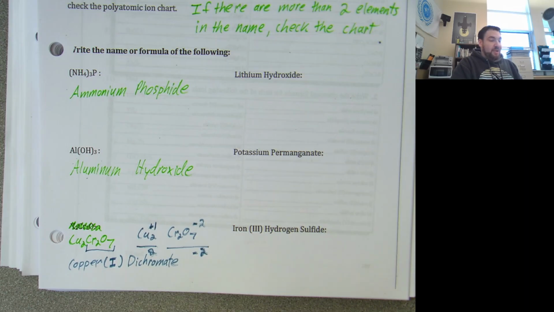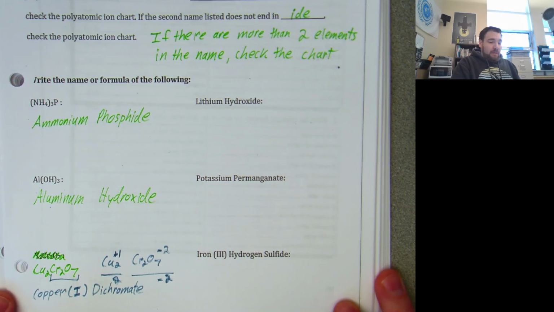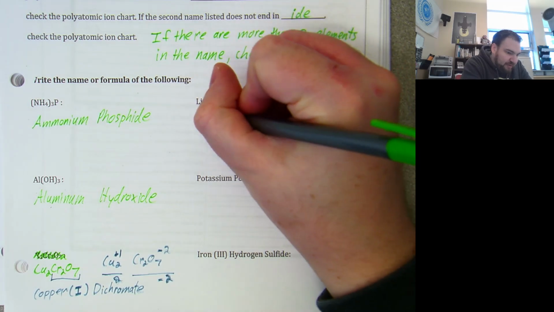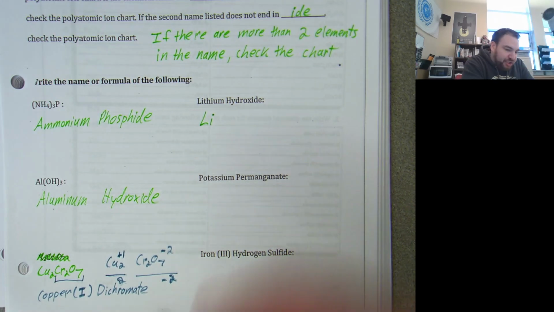Okay. You'll have lots of practice to figure out whether or not you get it. Let's go the other way. Let's write the formula from the name. Lithium hydroxide. Lithium is pretty straightforward. Lithium is Li. It's got a charge of +1.